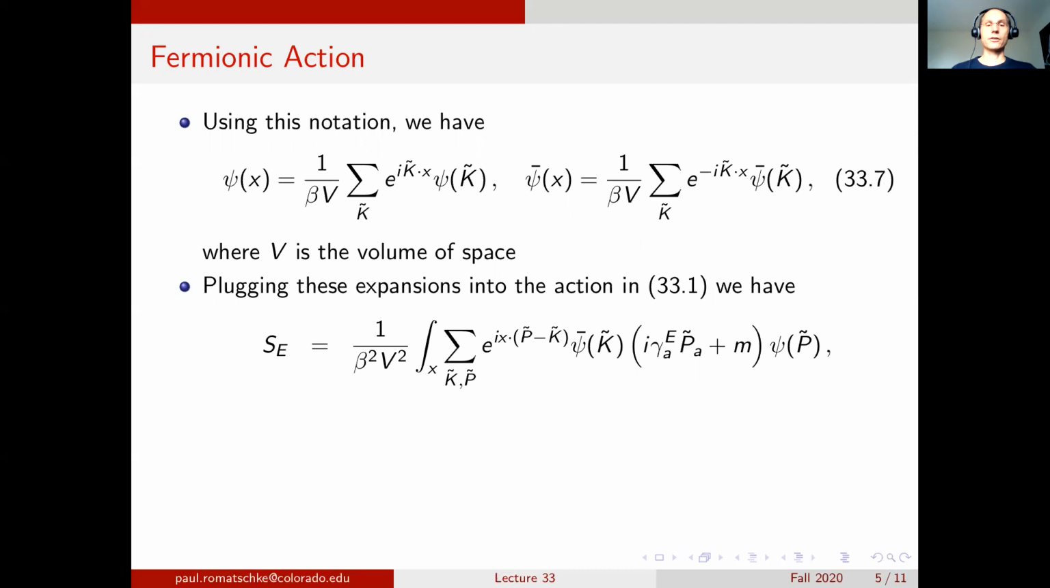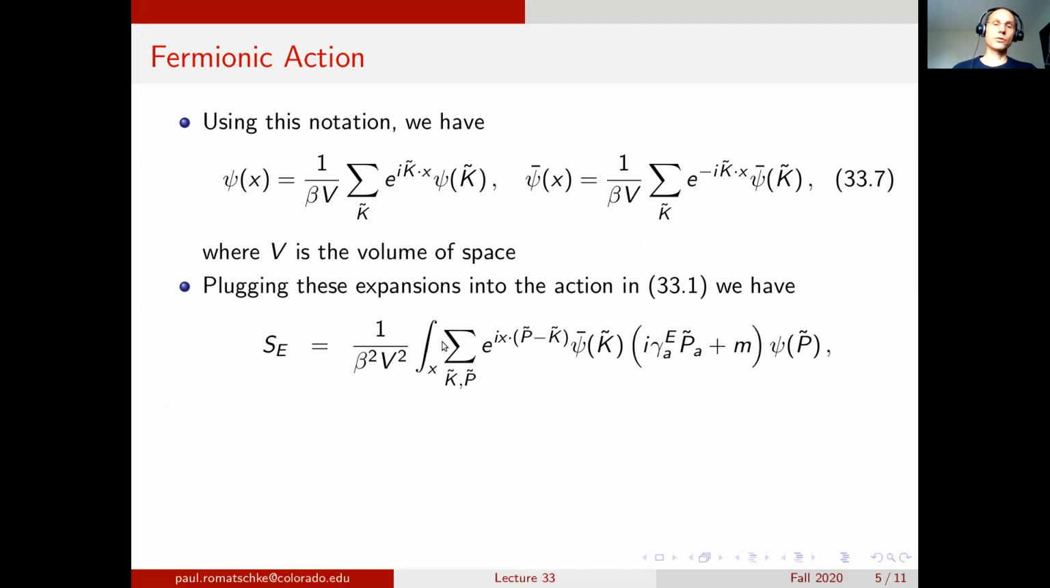If we plug these expansions back into the action that was given in the first slide of the present lecture, we find that the action is given as 1 over the volume of spacetime squared times the integral over spacetime d tau d3x times the sum over the Matsubara frequencies for the spinor psi bar, as well as the Matsubara frequencies for the spinor psi. The derivative that is appearing in the action then turns into i p tilde from the derivative acting on the psi, and we have the minus sign that's coming in from the Hermitian conjugate in psi bar.